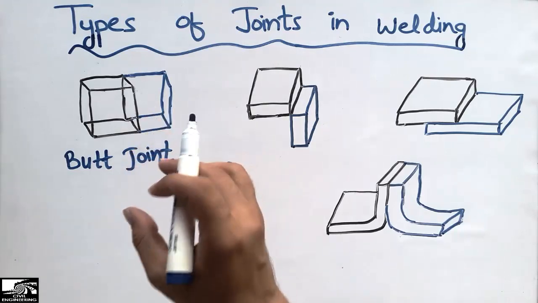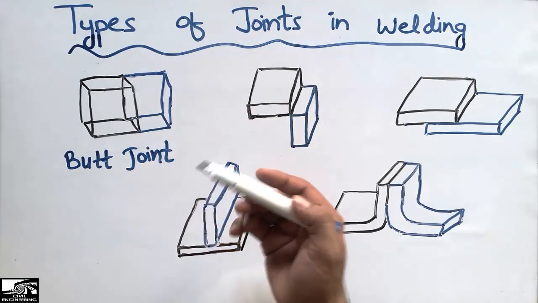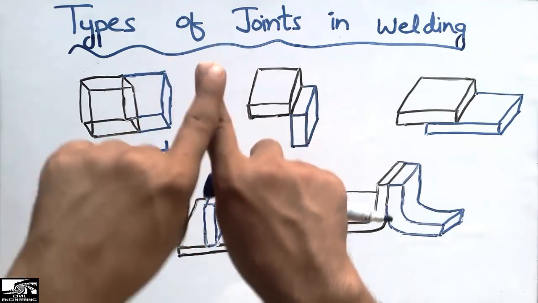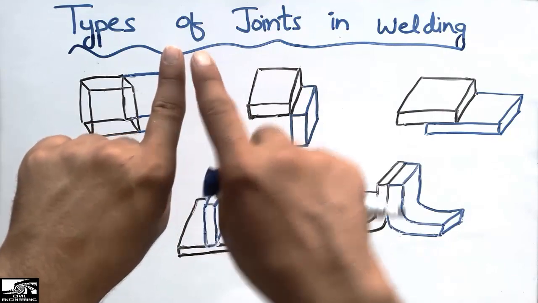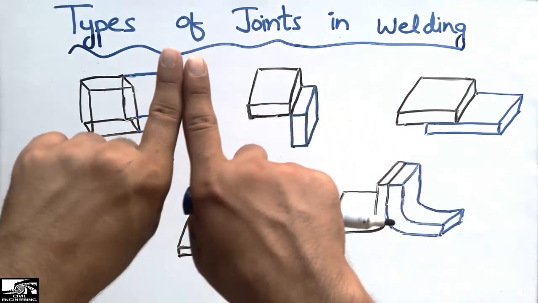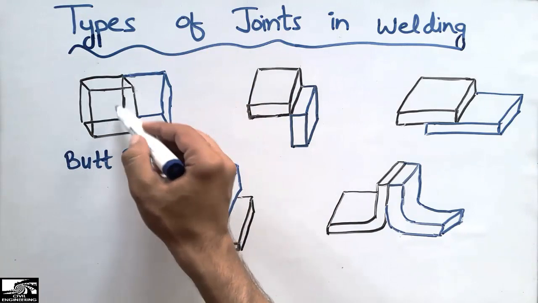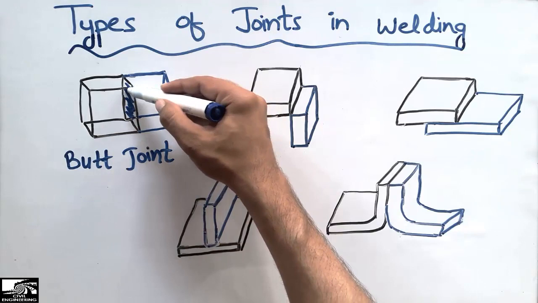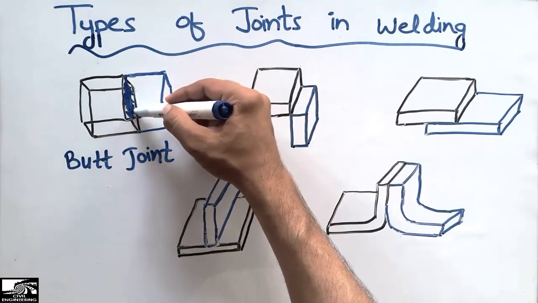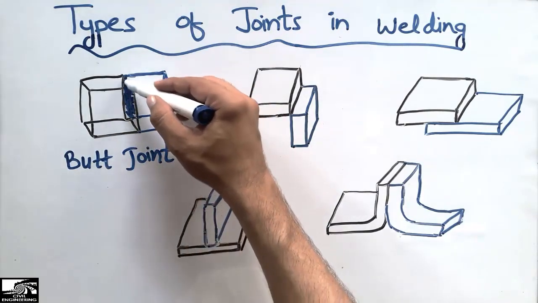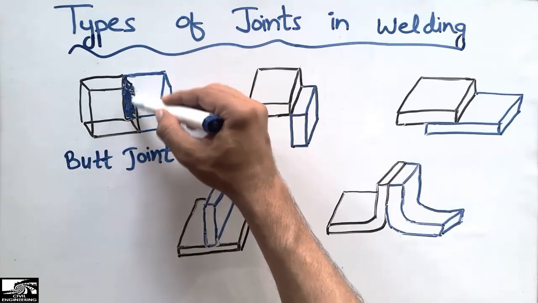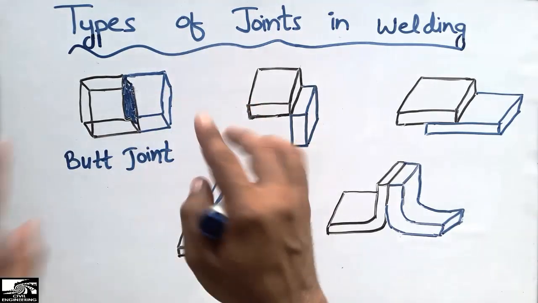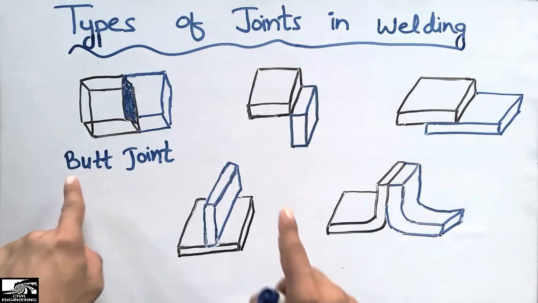This is the type of welding joint in which we combine the two members in one plane. For example, this is one member and this is another member. So we combine these two by welding. We weld these two members here in one plane. So we call this type of joint the butt joint. This is the most commonly used joint in engineering and steel structures. So when these two surfaces are joined together in one plane, we call this type of joint the butt joint.